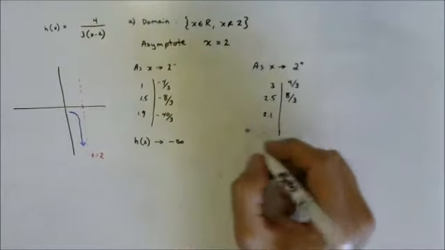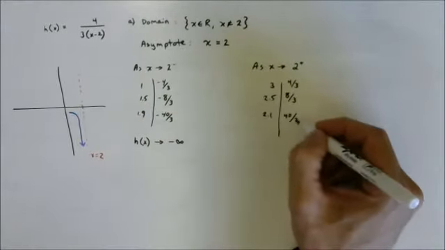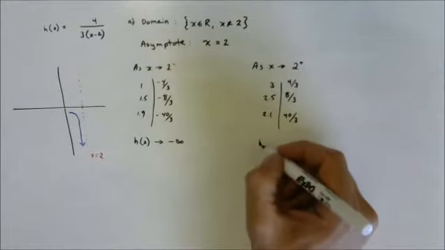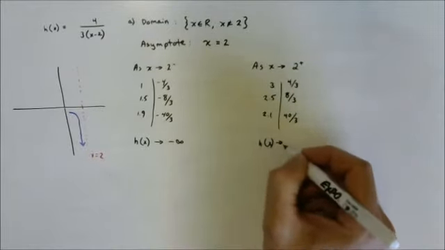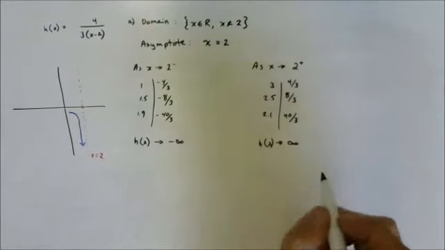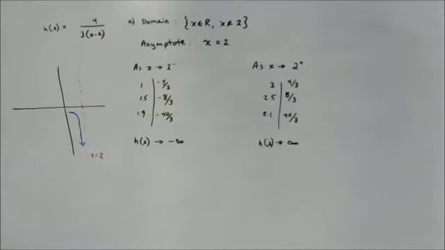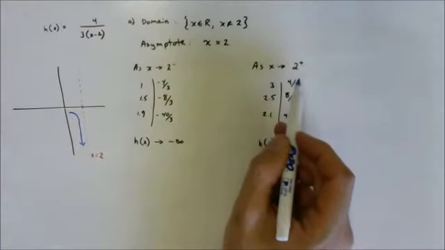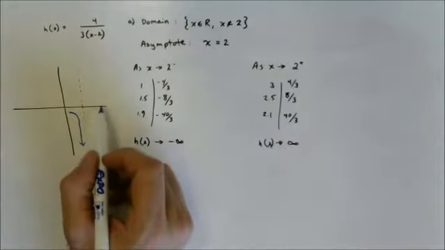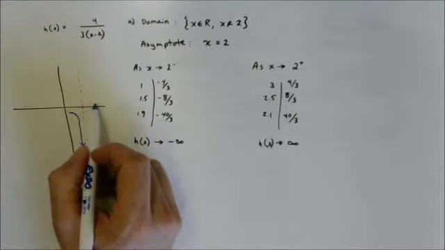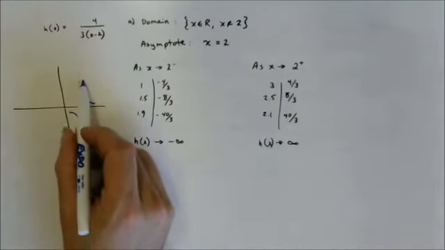And 2.1, it'll be 40 over 3. So it looks like h of x is heading to positive infinity in that case. So again, as we're heading toward 2 from the right, we're going to head up to positive infinity.